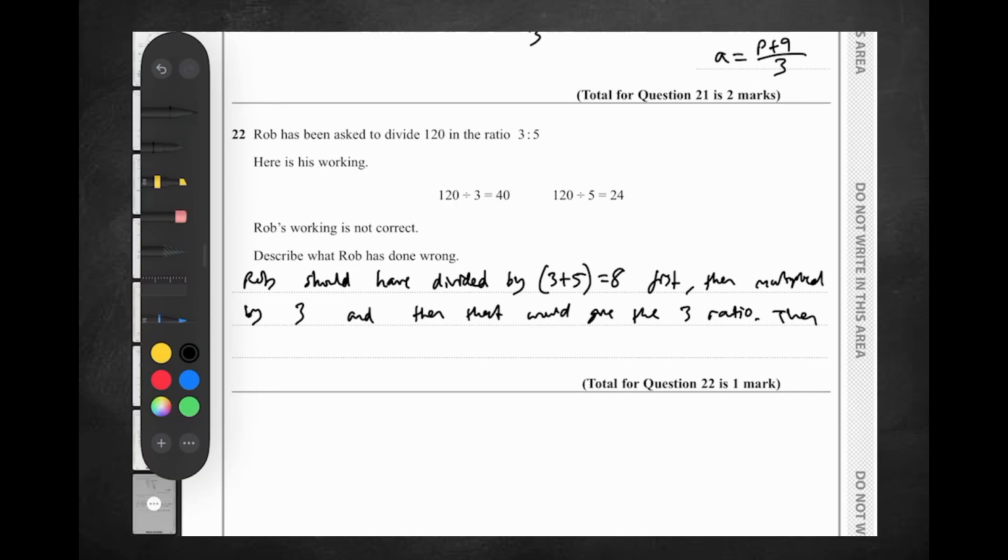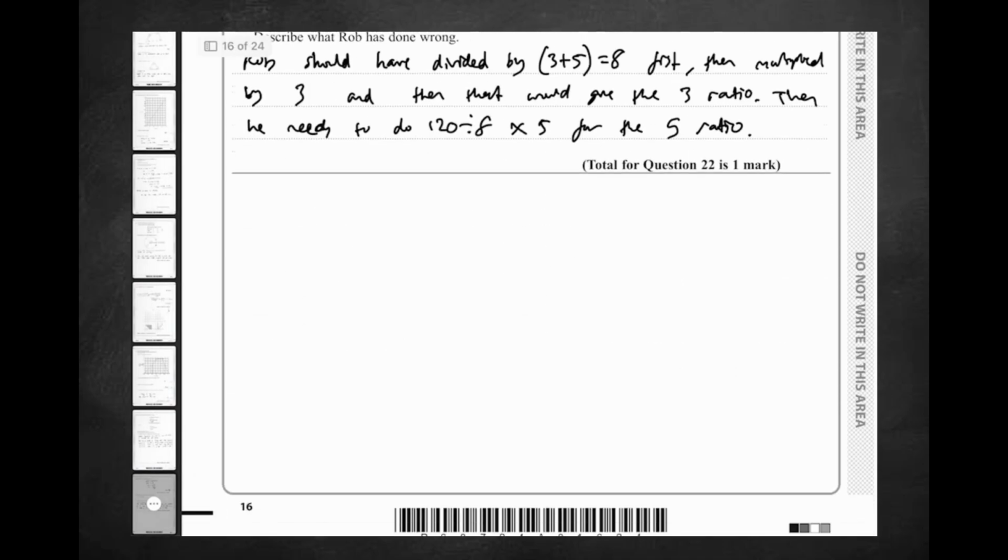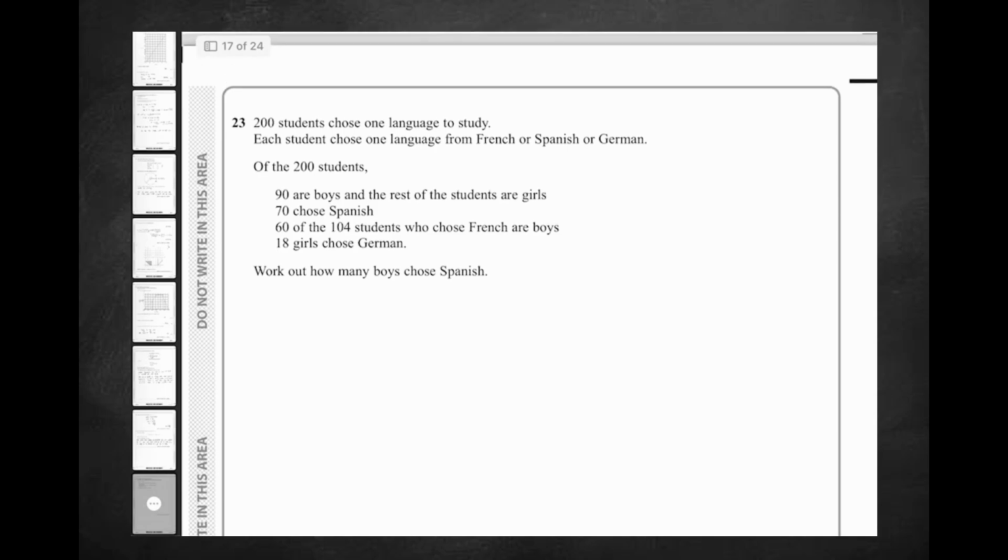Then he needs to do 120 divided by 8 times 5 for the 5 ratio. He also didn't add up the ratios at the start. So I think we've covered that by saying the 3 plus 5 for 1 mark anyway. Question 23.